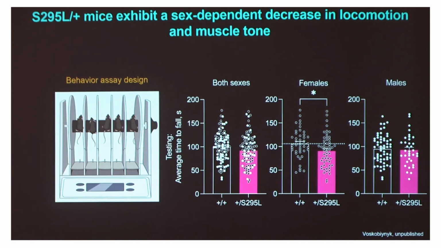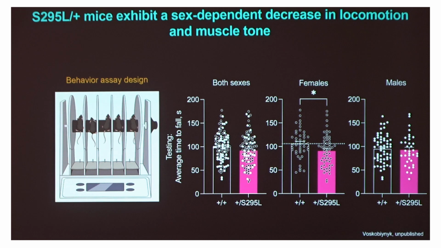Another locomotion and somewhat muscle strength test is the behavior assay called rotarod. This is a moving rod, and animals are trying to catch on and retain their position on the accelerating rod. When both sexes are combined, we do not see a difference. However, the females are showing a reduction that males do not show.